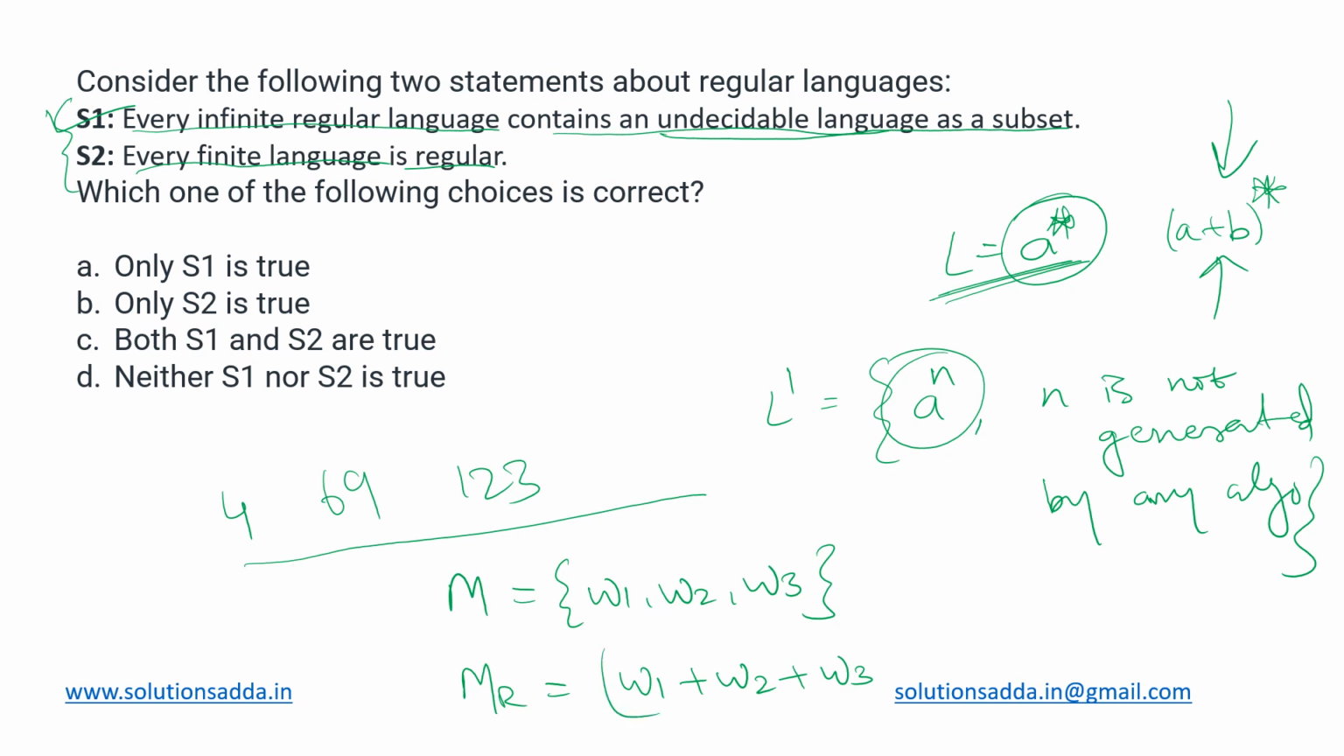This is the regular expression itself for the language M, and it can definitely be represented by a finite automata if we have been able to come up with a regular expression for it. Hence, every finite language is also regular. We can definitely draw an automata for that. Maybe it will require a large number of states, but it would definitely be possible to come up with it. So every finite language is definitely regular, and hence both of these statements are true. The correct option would be C.